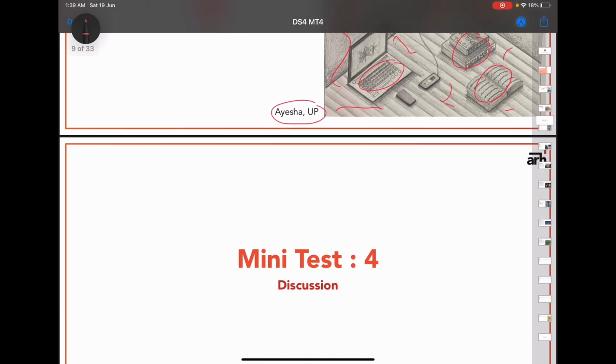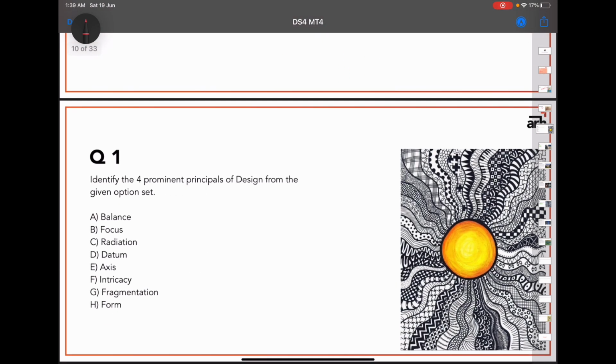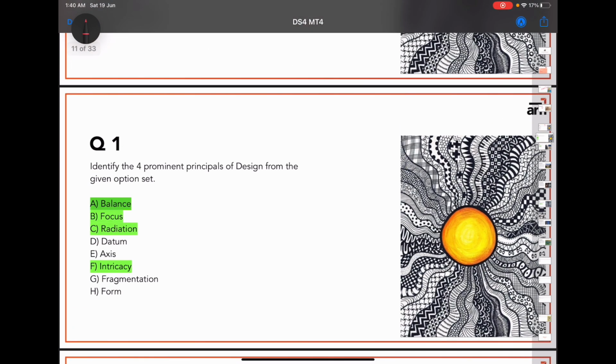So that's nice. Now we start with the mini test 4. Now mini test 4 का first question is an MSQ or multiple select question, and this is based on the principles of design. The question was: identify the 4 prominent principles of design from the given option set for this image. So if you see right away, you have a very clear sense of focus, and that focus is achieved by radiation, and you also have a lot of intricacy in the composition.